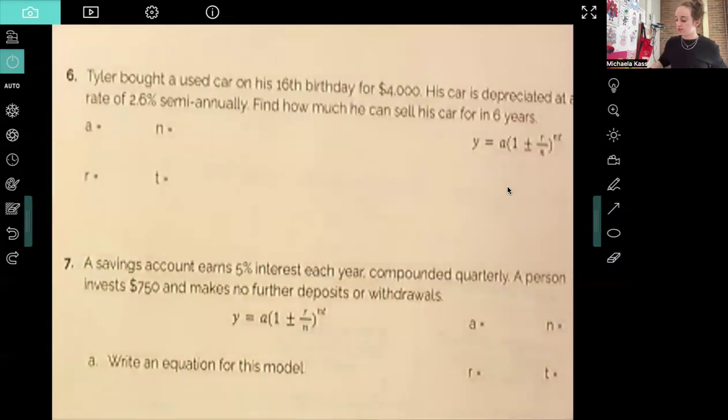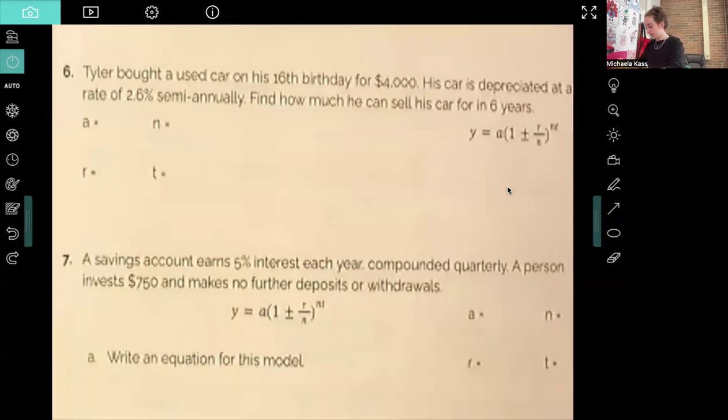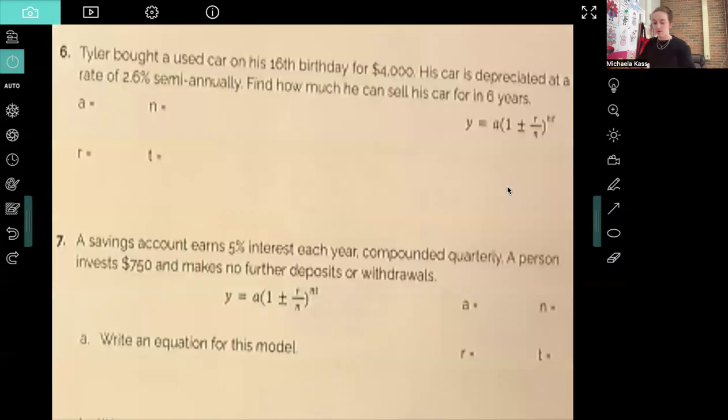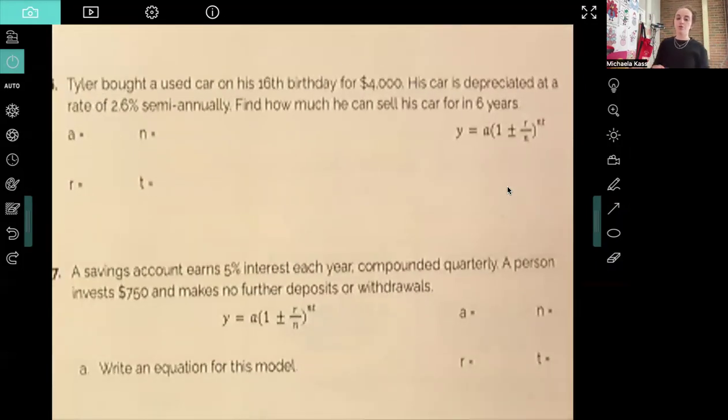Number 6, we're almost done. We got 3 more problems, I believe, left. Yep. Okay, so Tyler bought a used car on his 16th birthday for $4,000. Wow, that's a good deal. His car is depreciated at a rate.